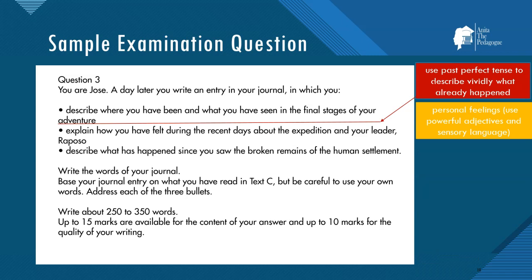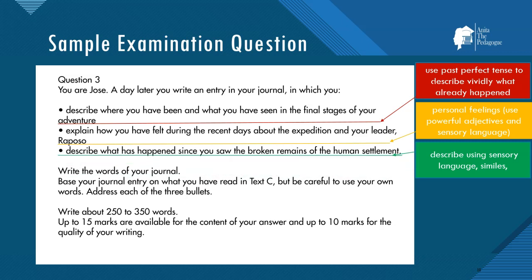So, the use of personal feelings. So, use powerful adjectives in sensory language. So, bullet point 2 says you should explain how you felt. So, you're going to talk about feelings. And in describing your feelings, it's very important to use some powerful adjectives. Also, describe using sensory language and similes.